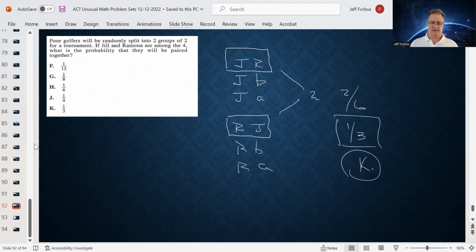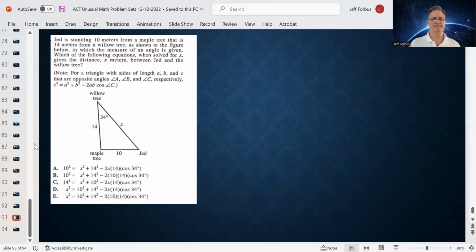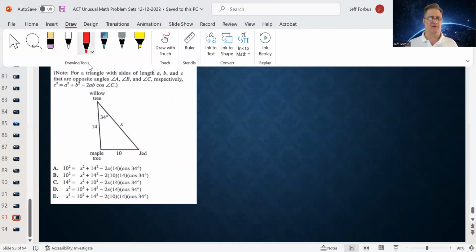All right, we got, I think, 2 more. Oh yeah. So I'm going to change my pen color right quick. I'm going to make it red because I'm going to write on the figure.